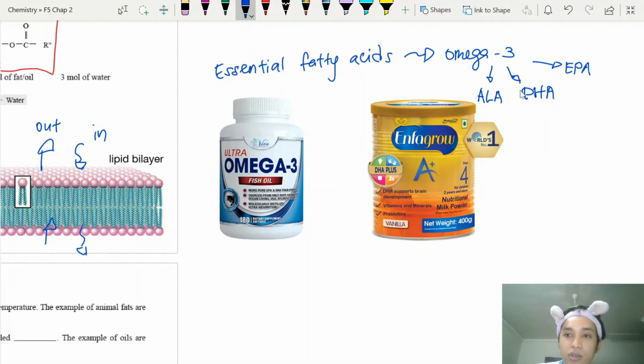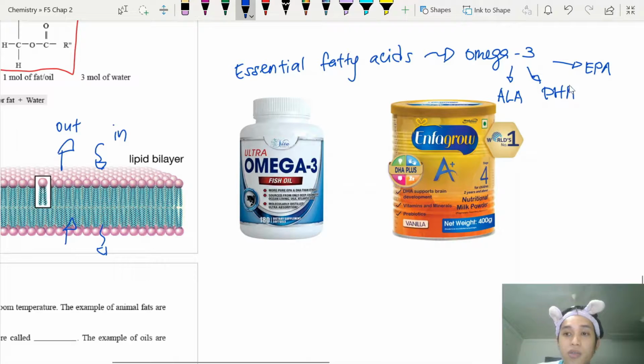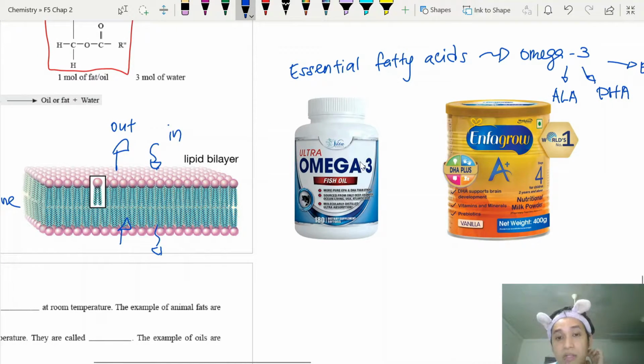This is what you call docosahexaenoic acid. Basically your DHA is important in our body because it helps in brain development, especially for young kids. That's why baby milk powder has DHA, because this is a fatty acid used to help in the development of your brain cells and so on. Omega 3 you can also see in your eggs. Eggs or fish have a lot of omega 3.